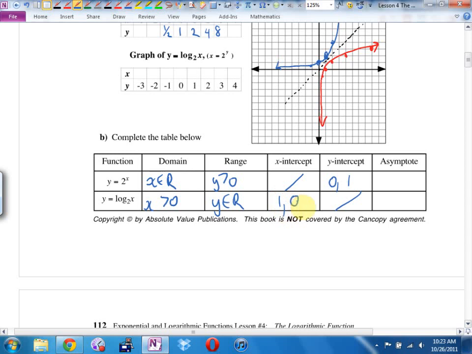What was the asymptote of the exponential graph? I caught you zoning out. You ready? You with me? You back? See the blue graph? See how it's getting closer and closer to the x-axis? That's the asymptote. Now, what's the equation of the x-axis? It's a horizontal line. How high is the x-axis? 0. Okay, so you ready with me?